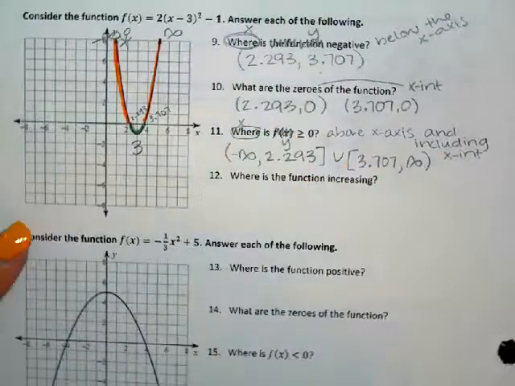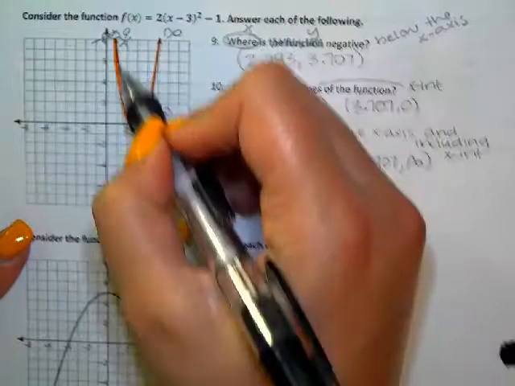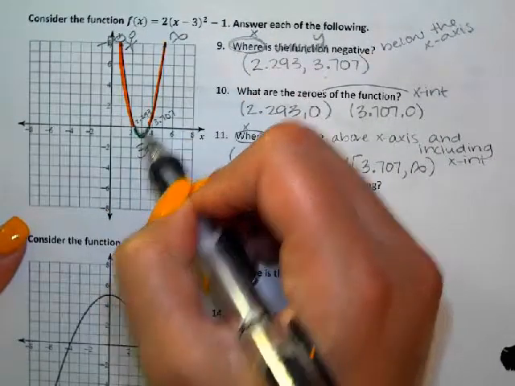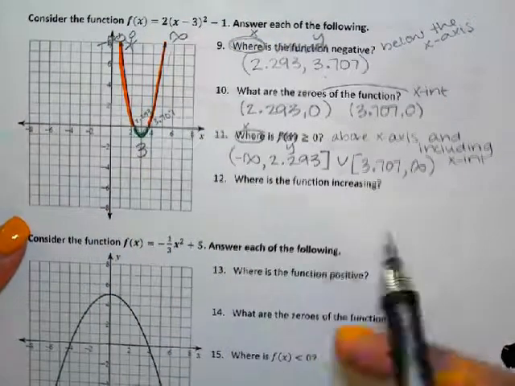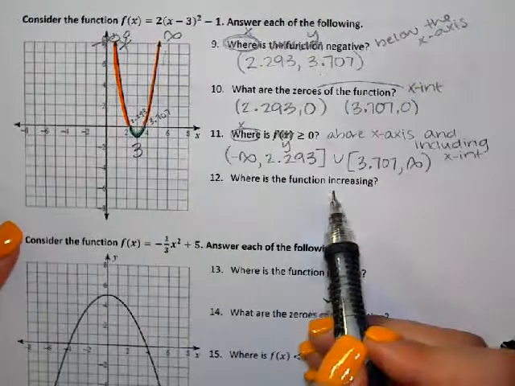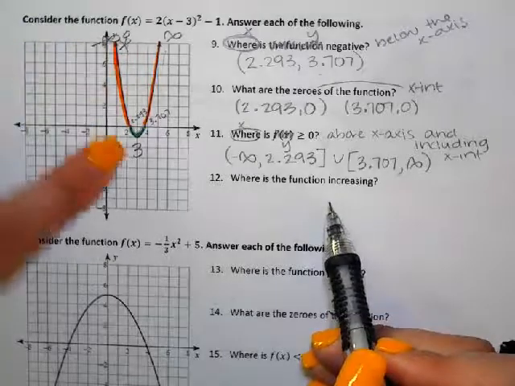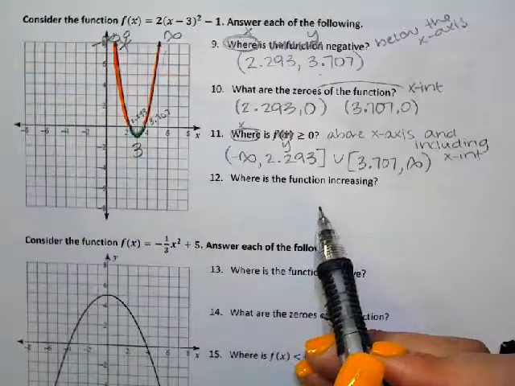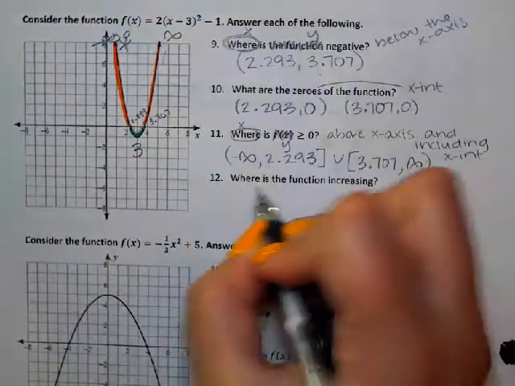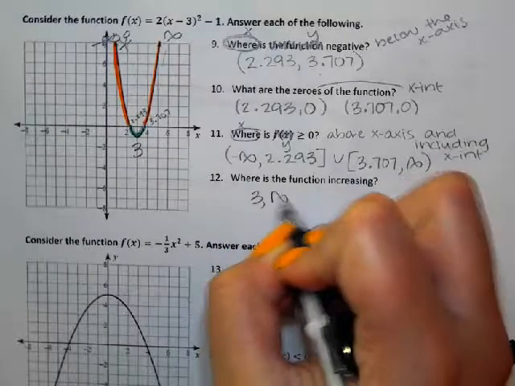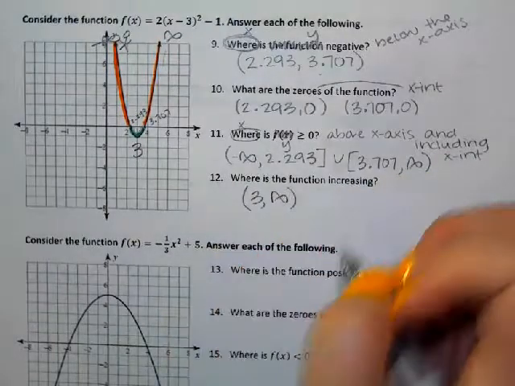He's walking downhill first, then he hits the 3, then he's walking uphill. They're asking, what is the increasing interval? So what should your answer be if these are all your labels? What is your answer for increasing interval? Yes. 3 to infinity, and what do we put around that? Parentheses, always, no brackets.